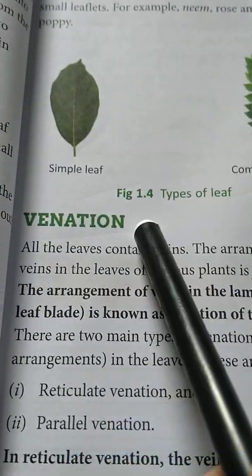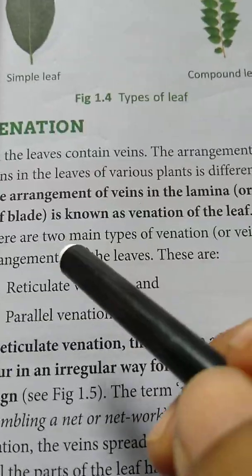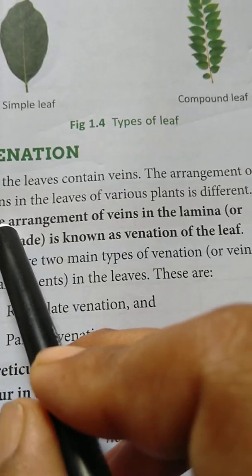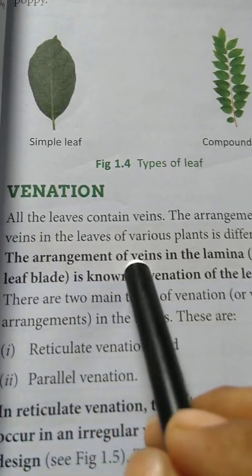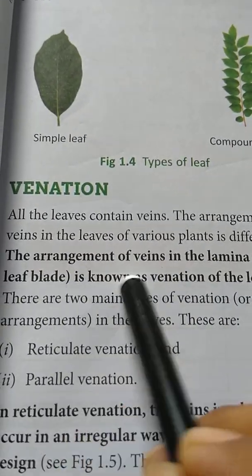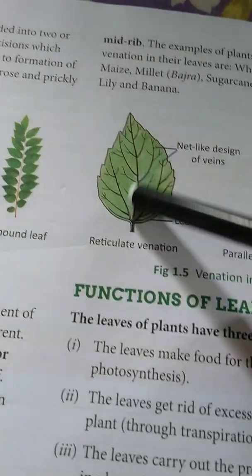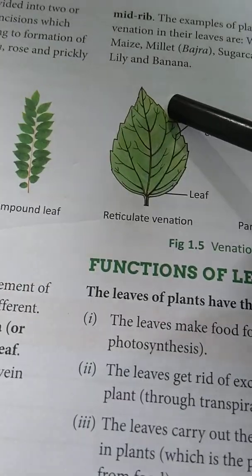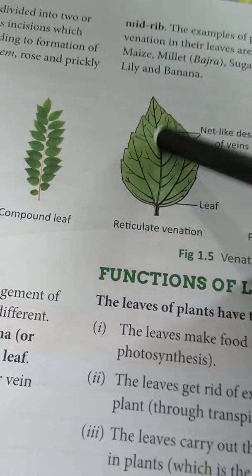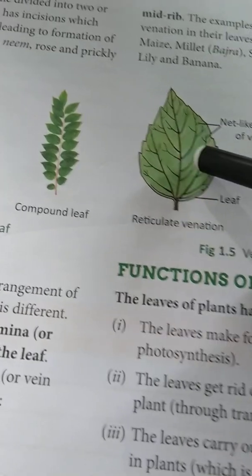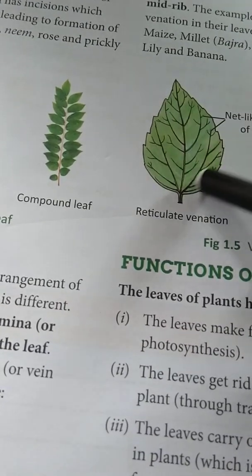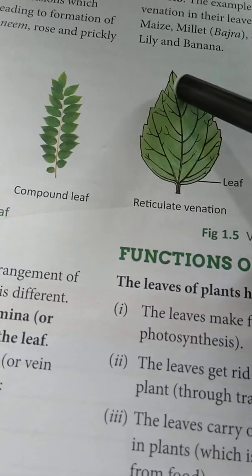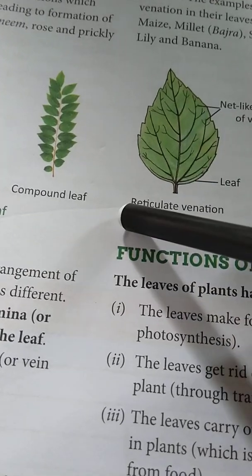Next, venation. What is venation? First, look at the bold definition. The arrangement of the veins in the lamina is known as venation. Look at the picture. Here, the midrib is divided into thin branches, that is, veins. Again, veins are divided into small thin branches and they form a total network. This type of venation is known as reticulate venation.